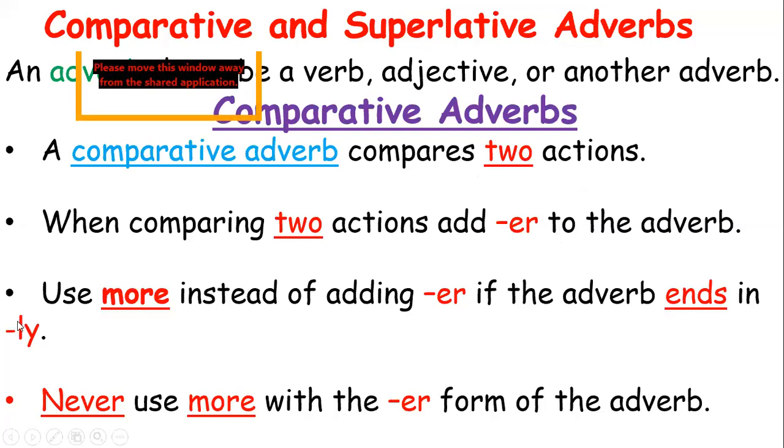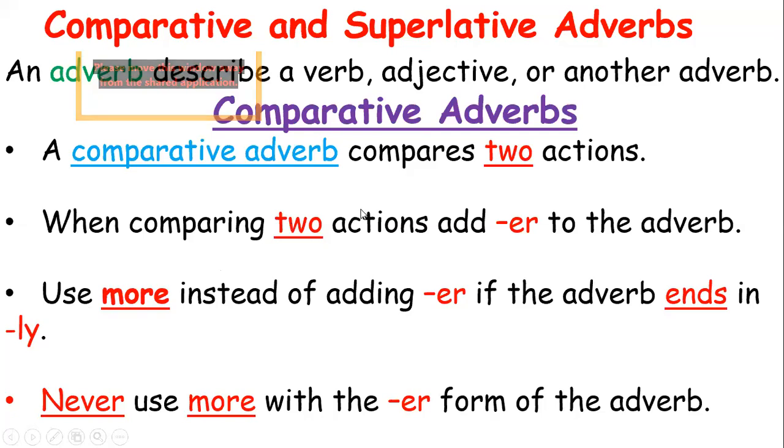But if the adverb ends with ly, like quickly, carefully, what do we do? We add more. How would you make it easier to remember that we should add more? When we are comparing two things, we add er. We have r here in er, and in more, we have r. So you can remember it easily. When we have an adverb that ends with ly, we add more.